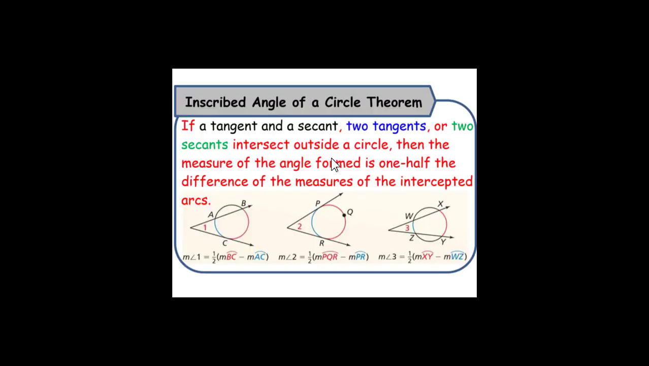Angles outside a circle theorem. If a tangent and a secant, two tangents, or two secants intersect outside a circle, then the measure of the angle formed is 1/2 the difference of the measures of the intercepted arcs. Again, this is a tangent, this is a secant. These are two tangents, these are two secants. And remember, a tangent will intersect the circle at 1 point, while a secant will intersect the circle at 2 points.